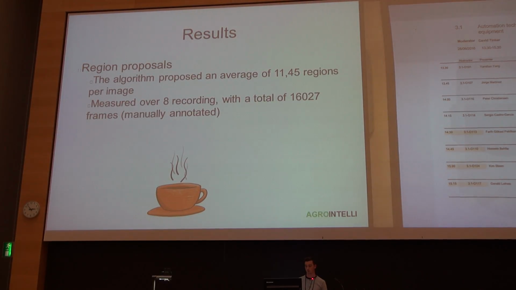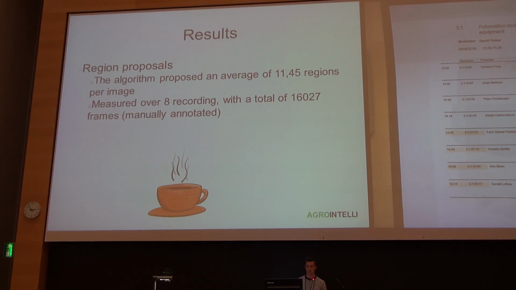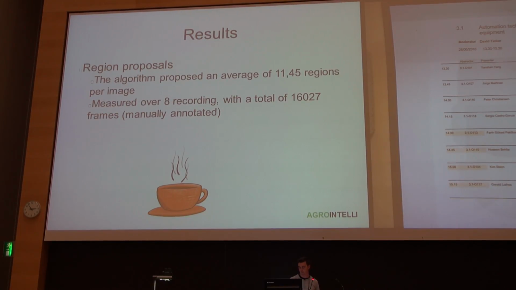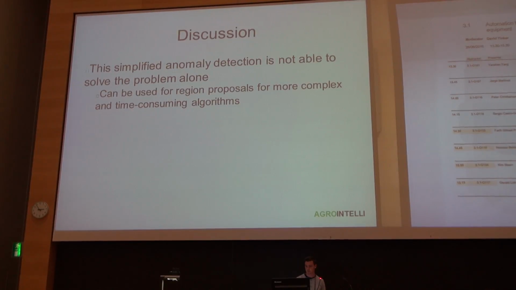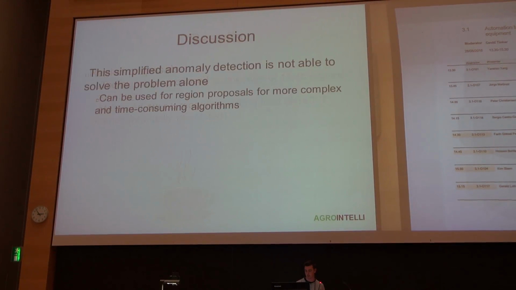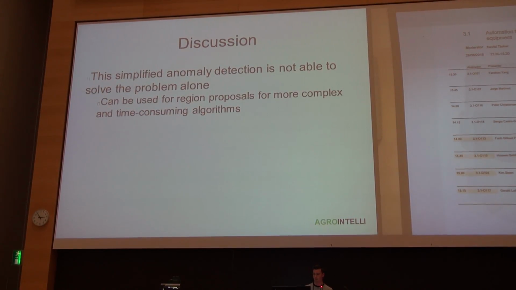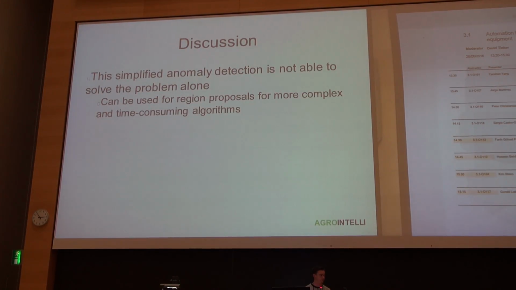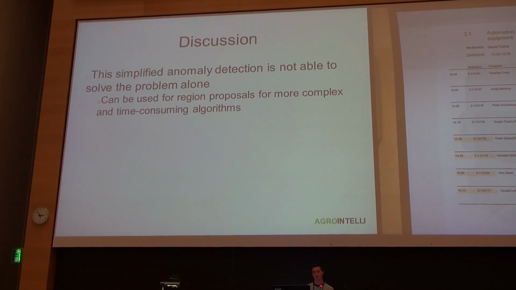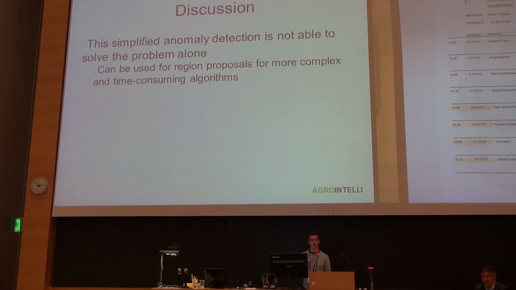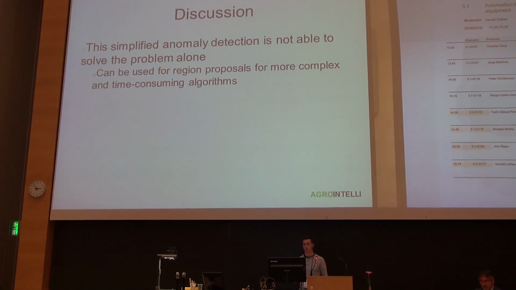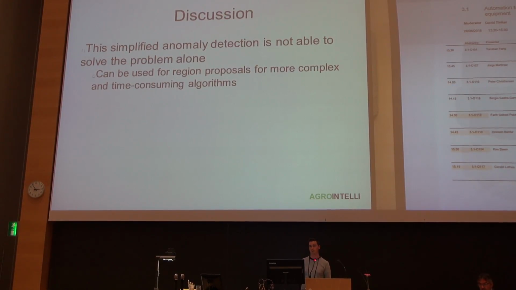And that's measured over a total of 16,000 images, which are annotated, so we can actually do that. As I said before, this simplified detection algorithm is not able to solve the problem by itself. But as you saw, it proposes some regions that we can apply for further processing.